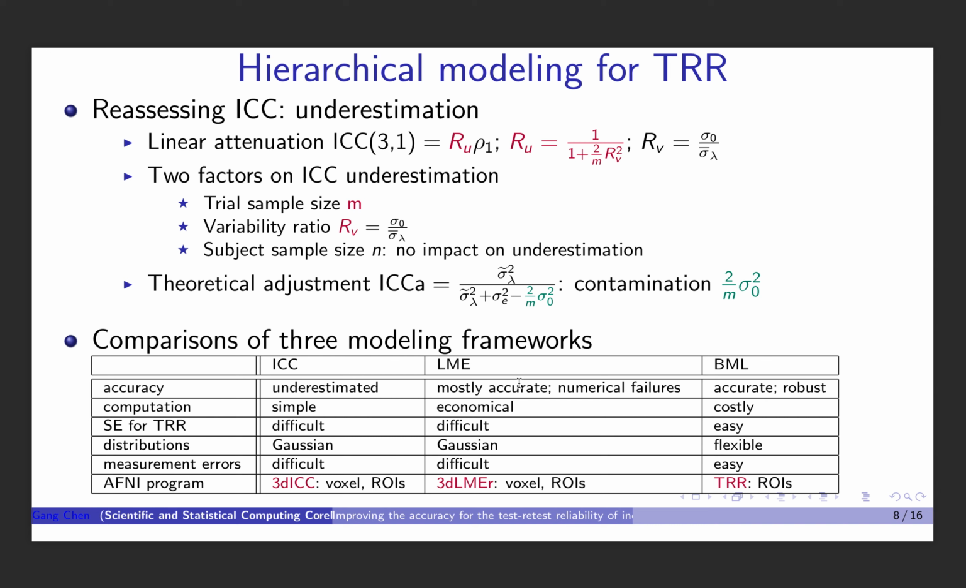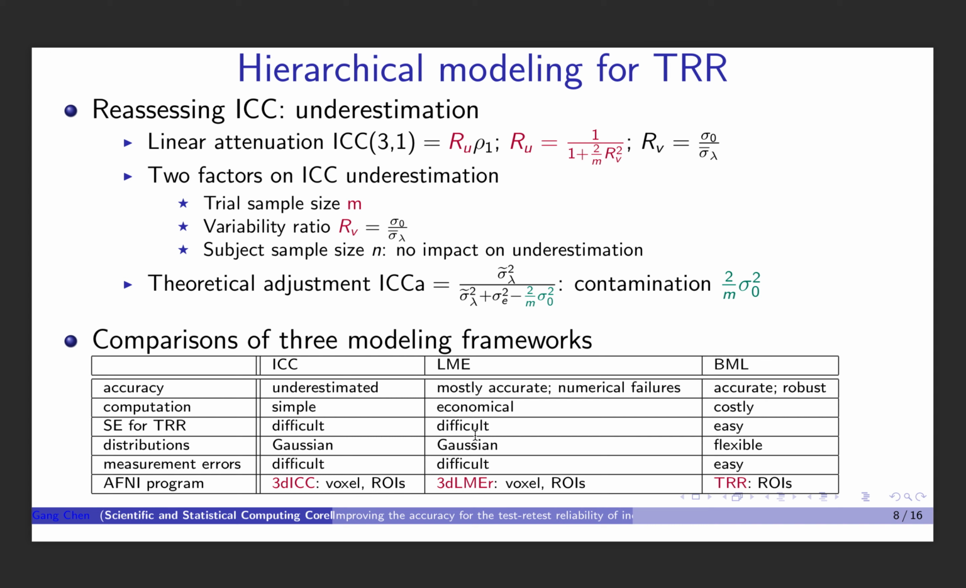The second framework is the hierarchical structure we just discussed, but that's still the traditional statistical framework, linear mixed-effects modeling. Most of the time it should be accurate, but sometimes we have numerical failures due to pathological situations, like when the ICC value is uncertain and gets close to the boundaries. Computationally speaking, it's feasible. For whole brain analysis, you can get it done within hours.